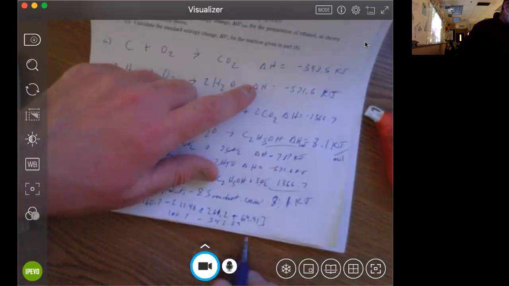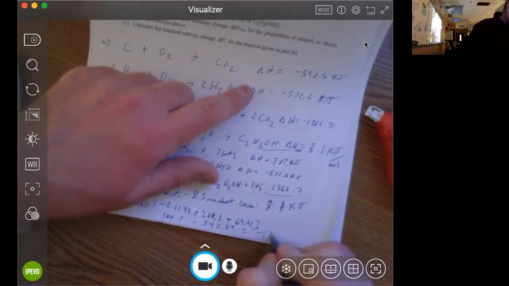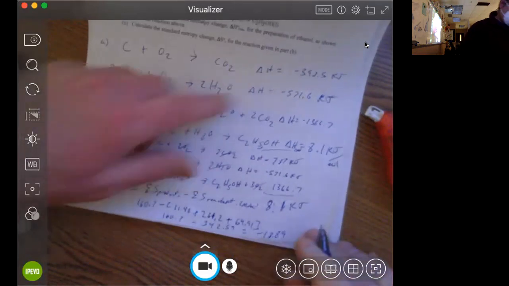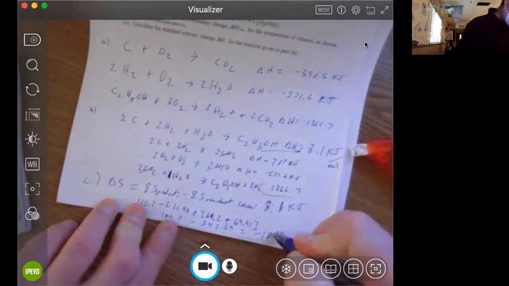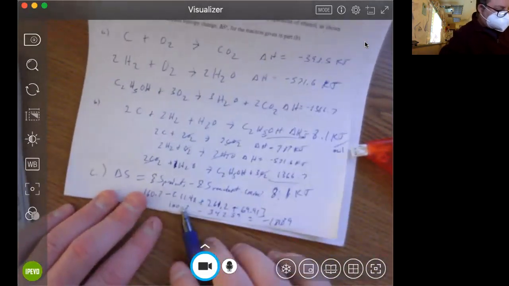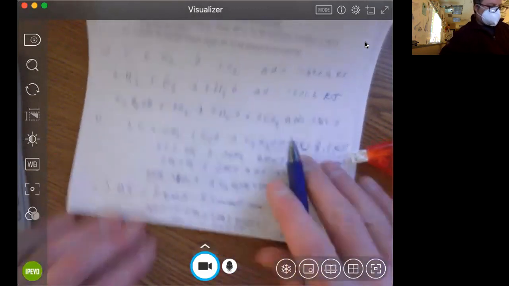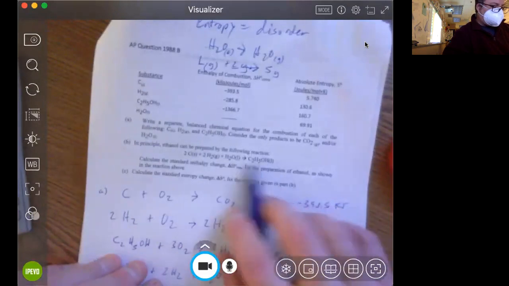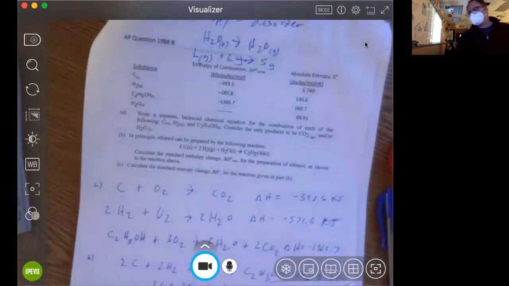160.7 minus 342.59 would be negative 181.89. So if we take a look at this, the entropy has gone down. Looking at this equation, can anybody tell me why we've had a decrease in disorder?